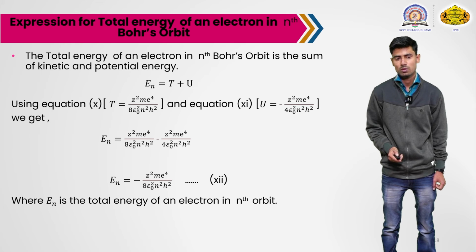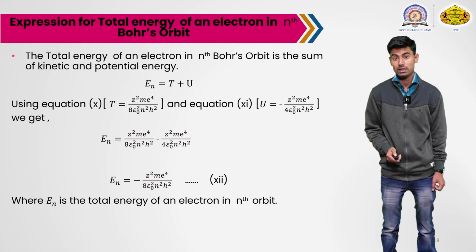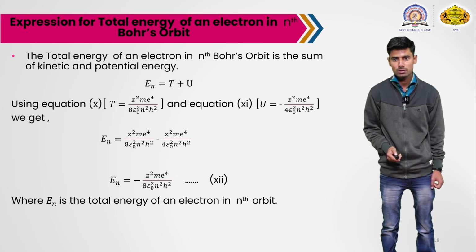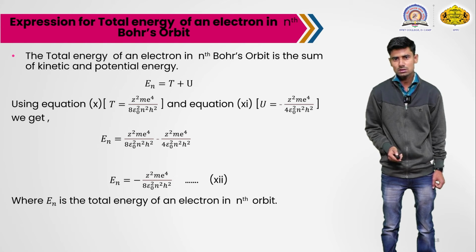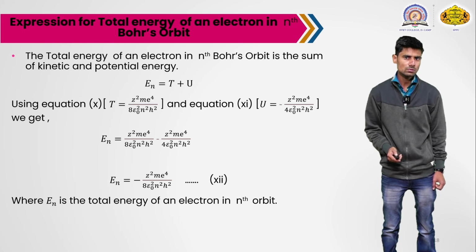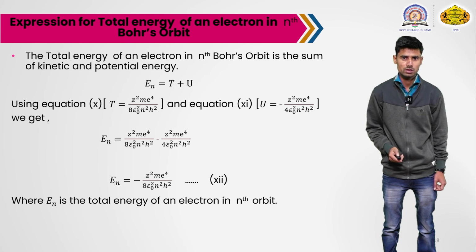By substituting these values of kinetic energy and potential energy in the expression for the total energy, if I sum these two, I will get finally equation 12 as the total energy of the electron En in the nth Bohr's orbit: En equals minus Z square me power 4 upon 8 epsilon naught square n square h square. This is the expression of the total energy of the electron in the nth Bohr orbit. And the negative sign indicates that the electron is completely bound to the nucleus.